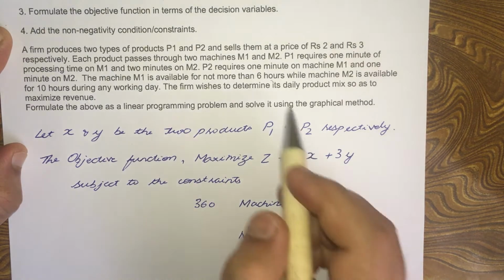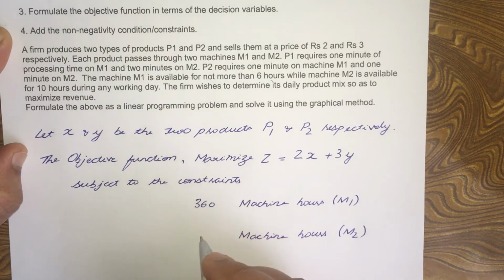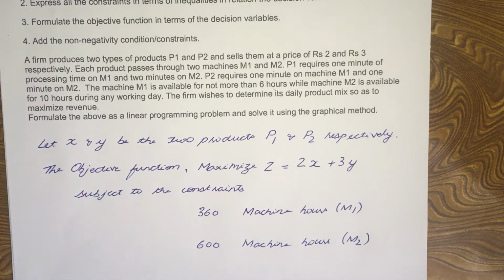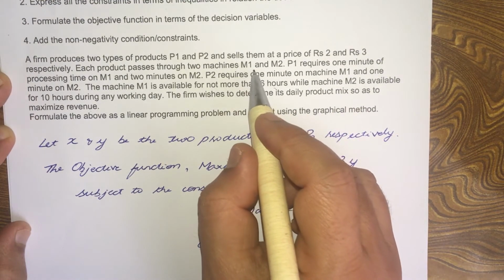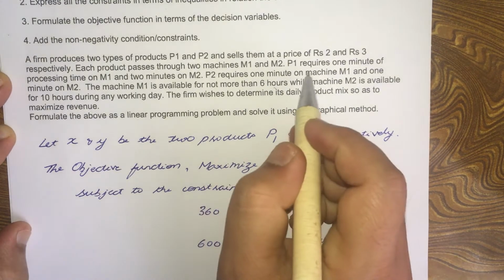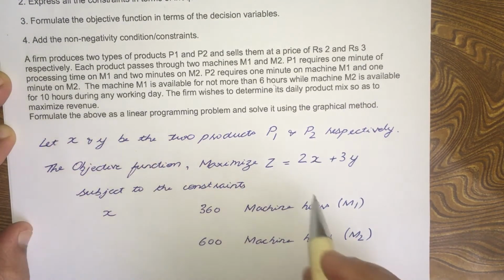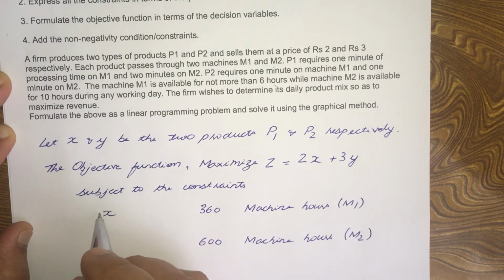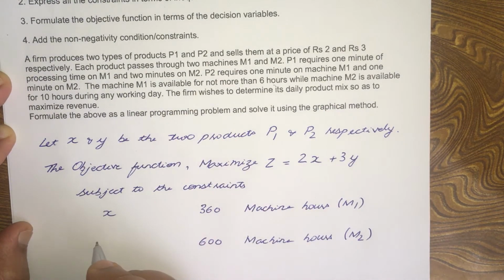All right, so machine M2 is available for 10 hours. So convert that to minutes, it'll be 600 minutes. All right, 10 hours is 600 minutes. So these are the two constraints. All right, and it says here that P1 requires, what is P1? P1 is X, requires 1 minute of processing time on M1, and 2 minutes on M2, so 2x on M2.